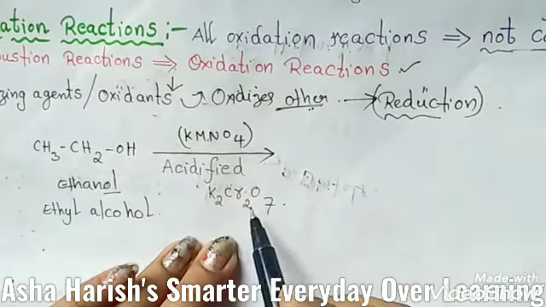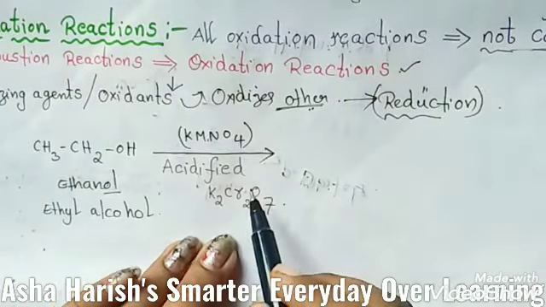Acidified K2Cr2O7 is the potassium dichromate. In solutions, these two act as oxidizing agents. They supply oxygen, converting alcohols into carboxylic acids. Now let's see the product. What should be formed here?